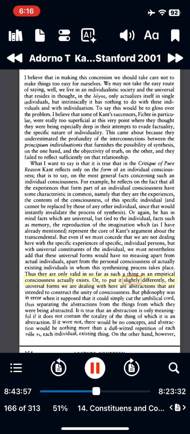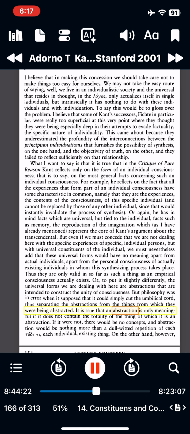Or, to put it slightly differently, the universal forms we are dealing with here are abstractions that are intended to construct the unity of consciousness. But philosophy was in error when it supposed that it could simply cut the umbilical cord, thus separating the abstractions from the things from which they were being abstracted.